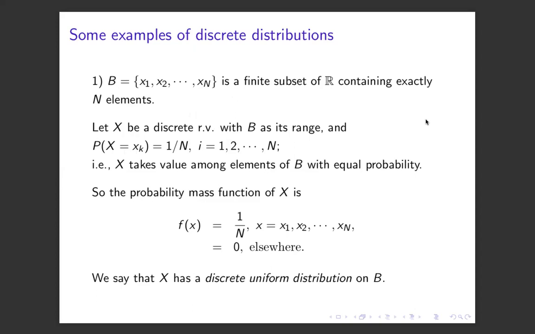So this random variable X takes values among the elements of B with equal probability and doesn't take values anywhere else. In this case, the probability mass function of X is little f(x) equal to 1 over capital N for all the points in B, that is the finitely many points x1, x2, up to xn, and it is 0 elsewhere. So we say that the random variable X has a discrete uniform distribution on the finite set B.